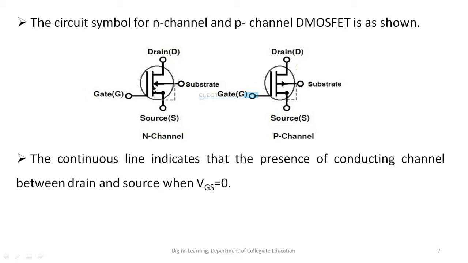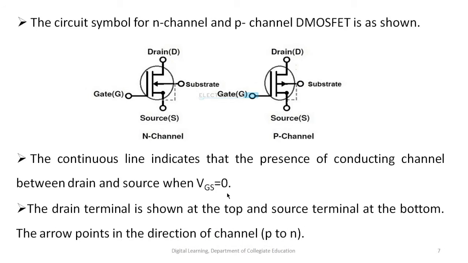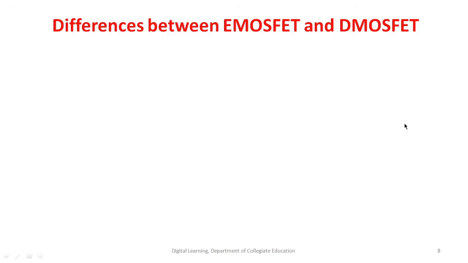So there is a conducting channel between drain and source when gate to source voltage is 0. The drain terminal is shown at the top and the source terminal is represented at the bottom. The arrow points in the direction of the channel, that is P to N. Here this is N channel, from P region to N region it is showing. In the P channel FET, here also this is P region, P to N it is showing.